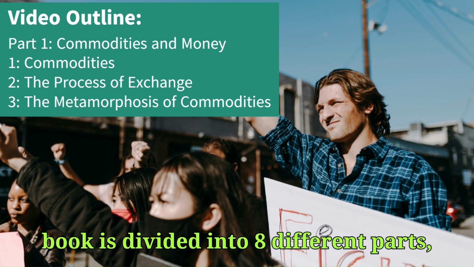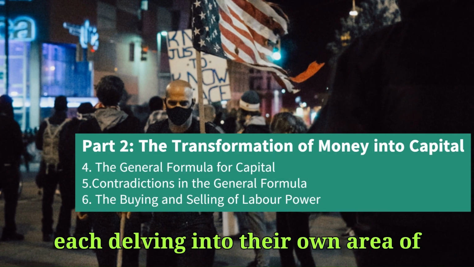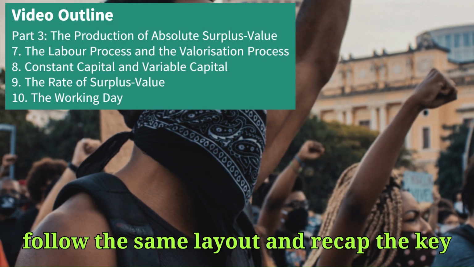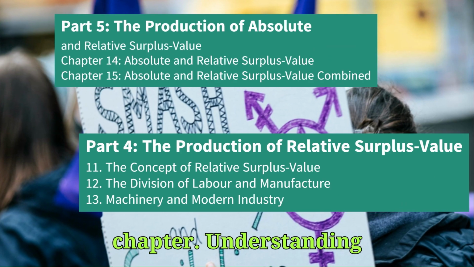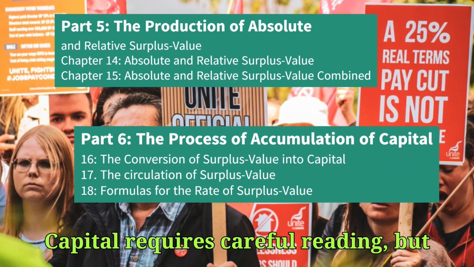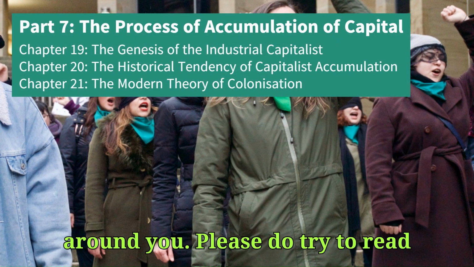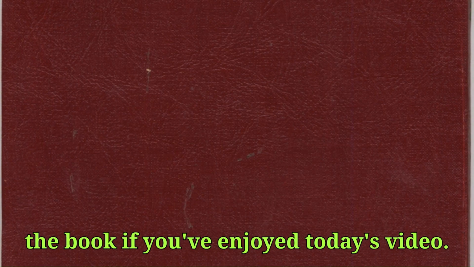The book is divided into 8 different parts, each delving into their own area of capitalist production. This video will follow the same layout and recap the key concept raised at the end of each chapter. Understanding Capital requires careful reading, but offers invaluable insights into the world around you. Please do try to read the book if you've enjoyed today's video.